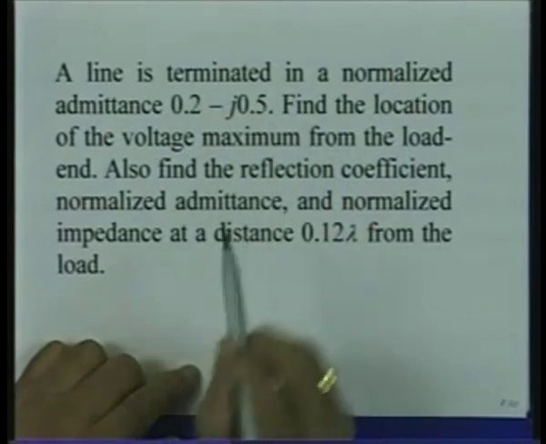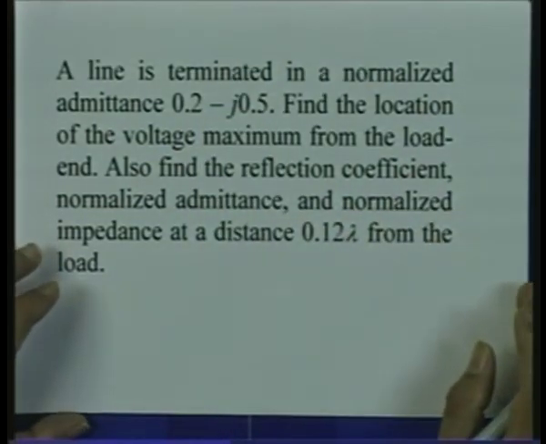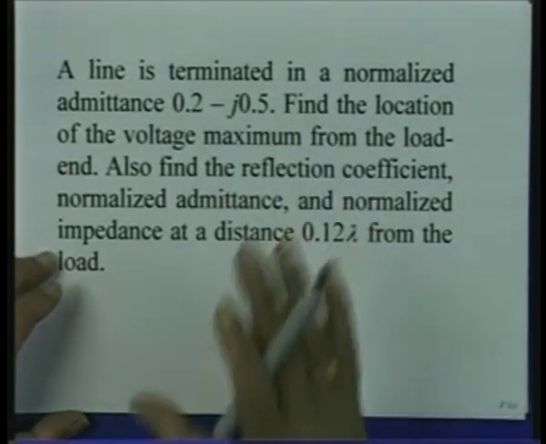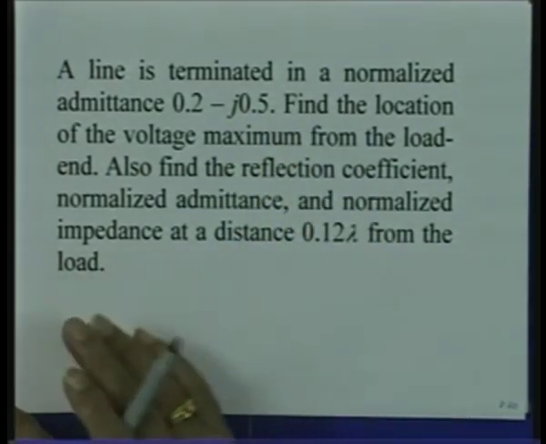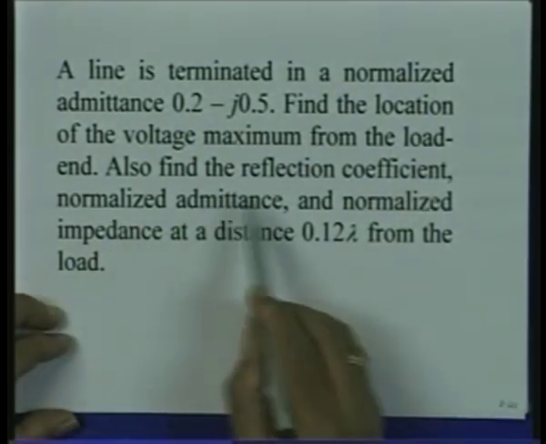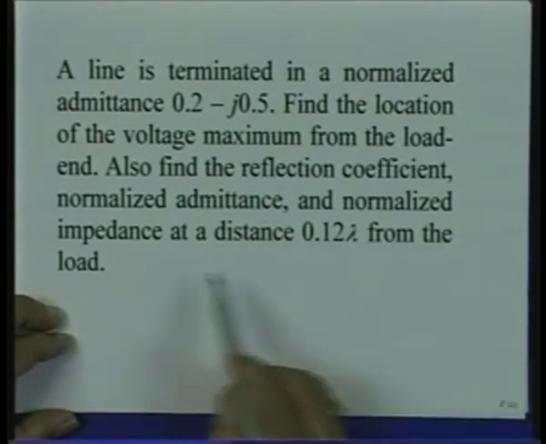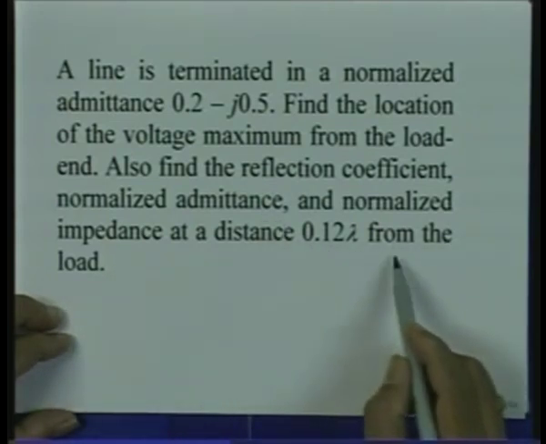Let us take a further problem. Let us say now I have a line which is terminated in a normalized admittance of 0.2 minus j 0.5. Up till now we have used the Smith chart like the impedance Smith chart. Let us now consider a problem where we are dealing with admittances. Find the location of the voltage maximum from the load end. Also find the reflection coefficient, normalized admittance and normalized impedance at a distance of 0.12 lambda from the load.